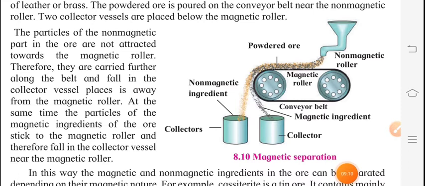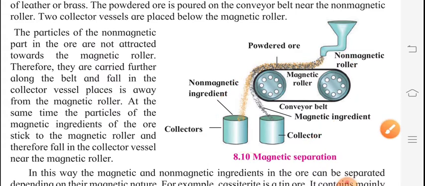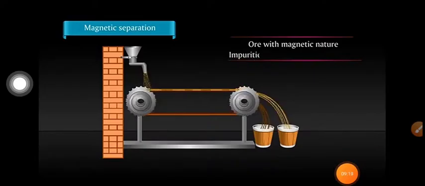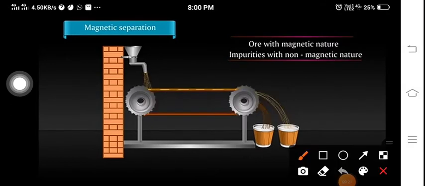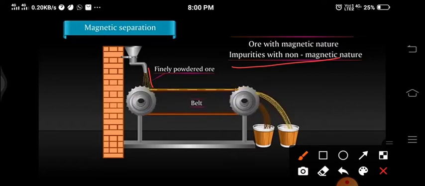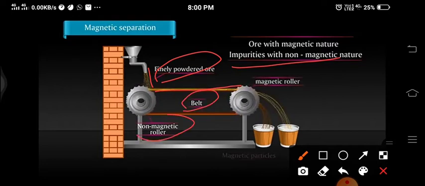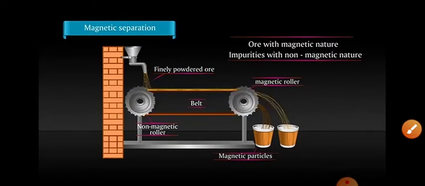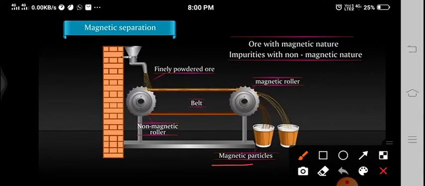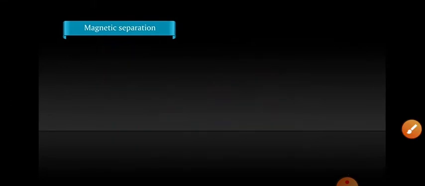Now I'll show you the video of the magnetic separation method. Let's go ahead with it. So here is the arrangement of magnetic separation. This is ore with magnetic impurities and non-magnetic nature, finely powdered ore. It is flowing with this belt. This belt is a magnetic belt and this roller is a non-magnetic roller. So whatever impurities are magnetic particles go towards this belt, and whatever is non-magnetic, they are with this other one.